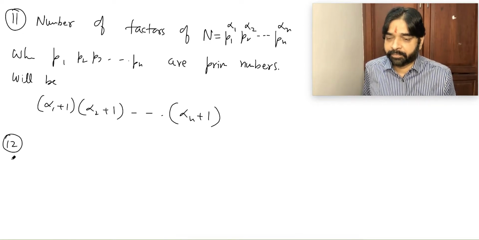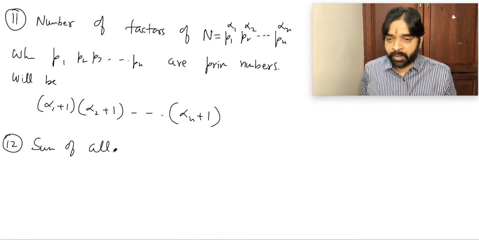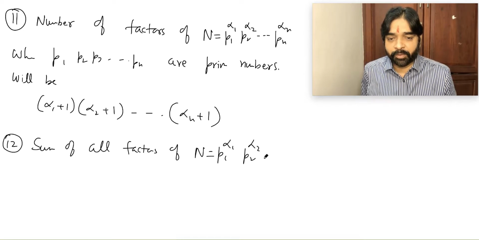Next, sum of all factors of N equal to P1 power alpha 1, P2 power alpha 2, ... Pn power alpha n.